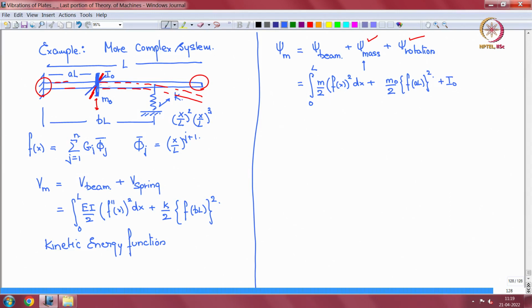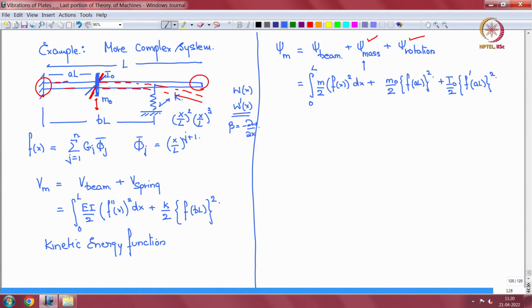I0 by 2, and here comes the rotation. Okay, W was the displacement, W dash is what we take as the rotation at a section in Euler-Bernoulli beam theory, if you recall. Okay, beta is minus del W by del X. Okay, so I0, now the derivative at AL and squared. Okay, so this is beta squared.